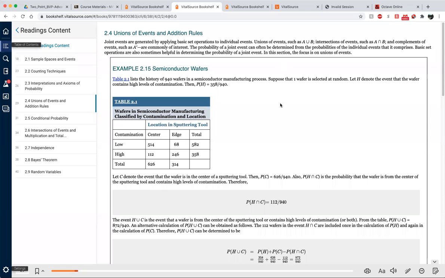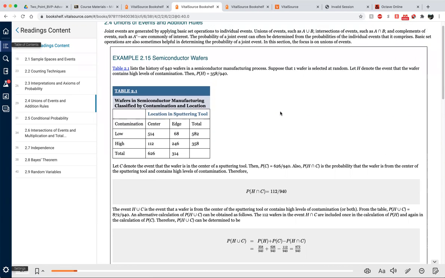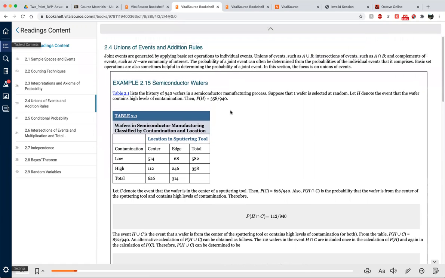In this video, I'm going to cover section 2.1, unions of events and addition rules. Let me start with example 2.15. The table lists the history of 940 wafers in a semiconductor manufacturing process.